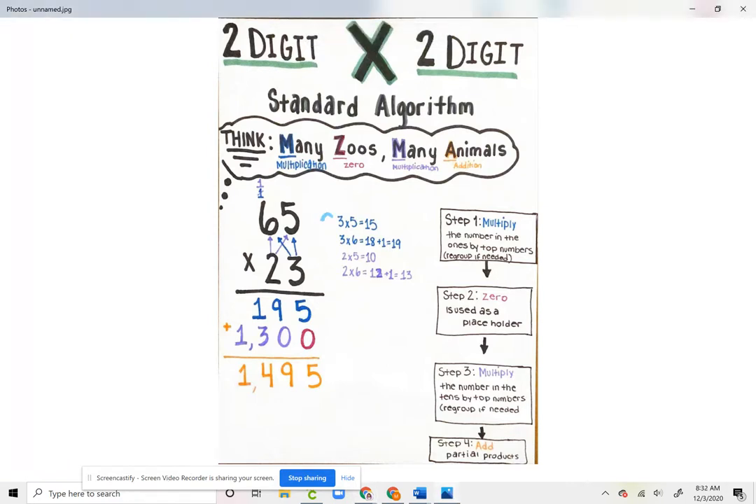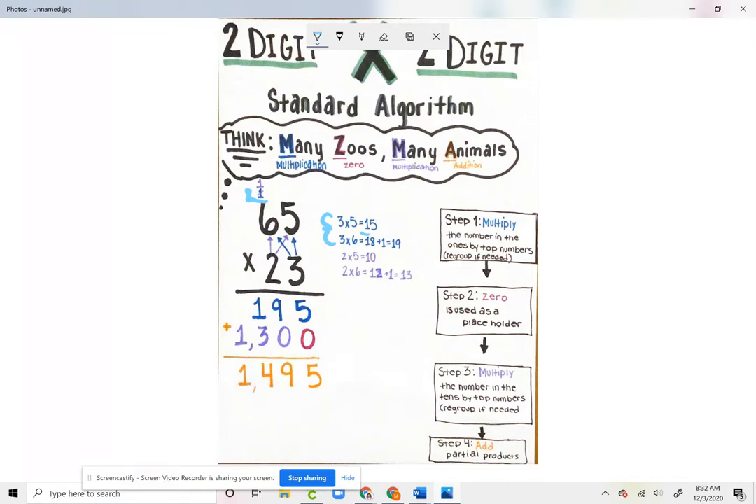So if you see over here, I created my multiplication sentences. So I have 3 times 5 equals 15. But here's where the regrouping comes. I put my 5 down here, and I carry my 1 from the 15 up here. You can see it in the blue. So then when I do 3 times 6, I get 18, but I have to remember this blue 1. Plus 1 equals 19. I have nothing else to multiply, so I can just bring my 19 down. So I know 3 times 65 is 195.